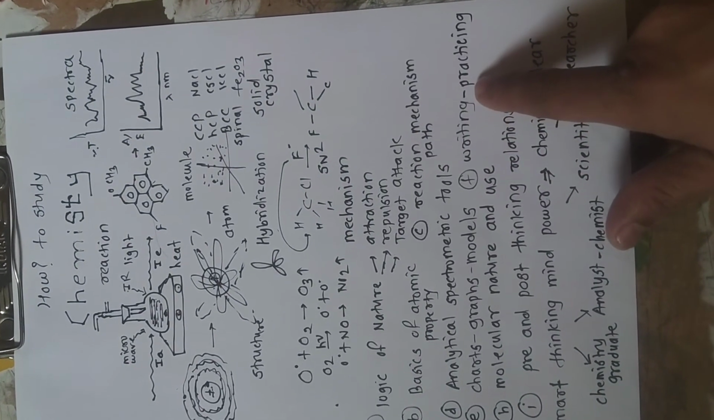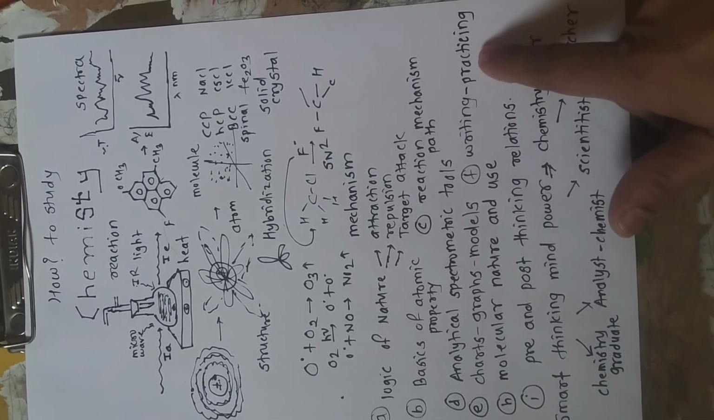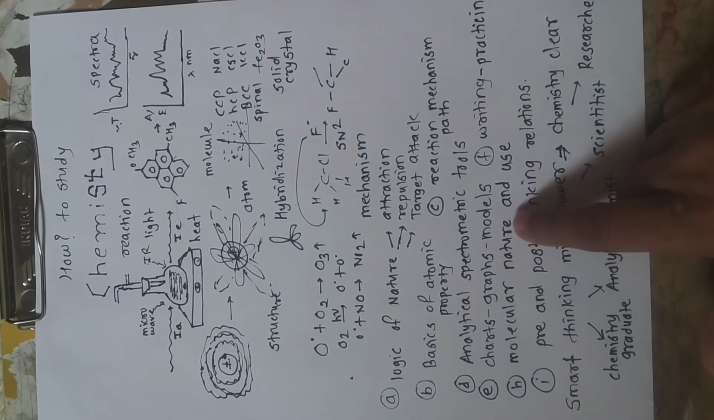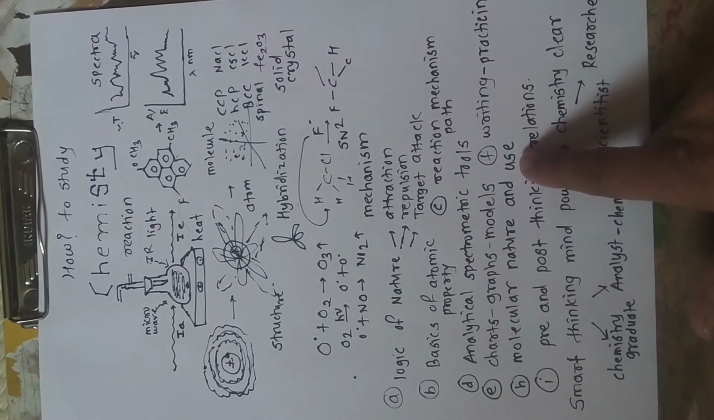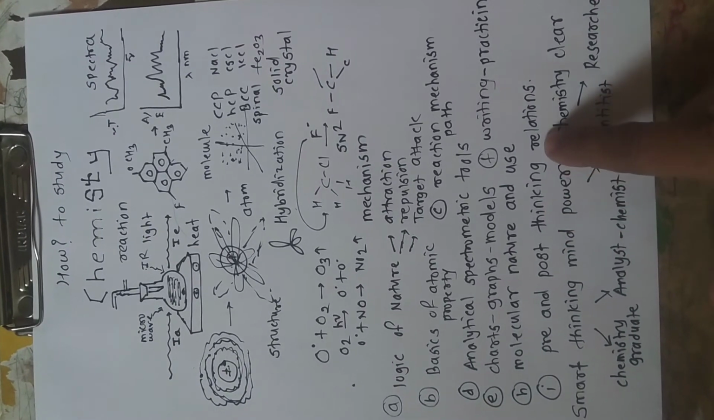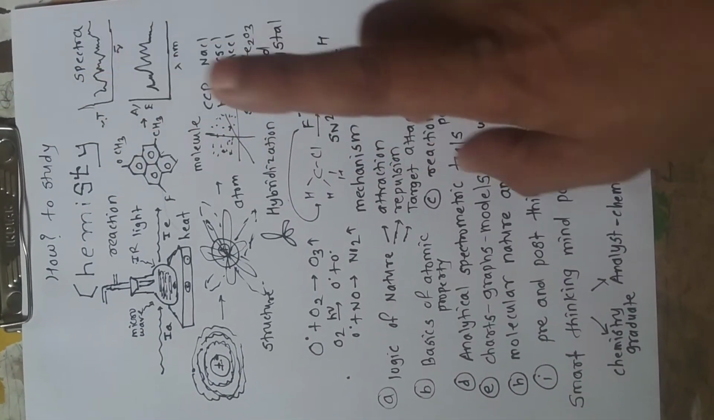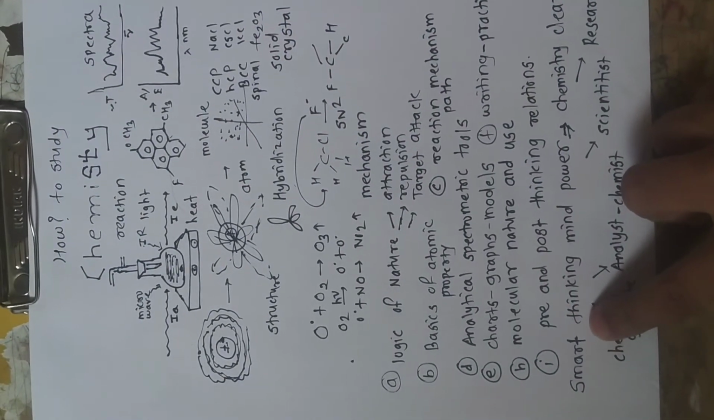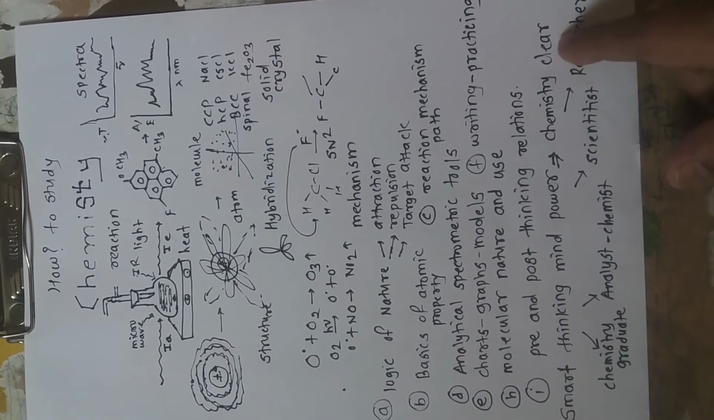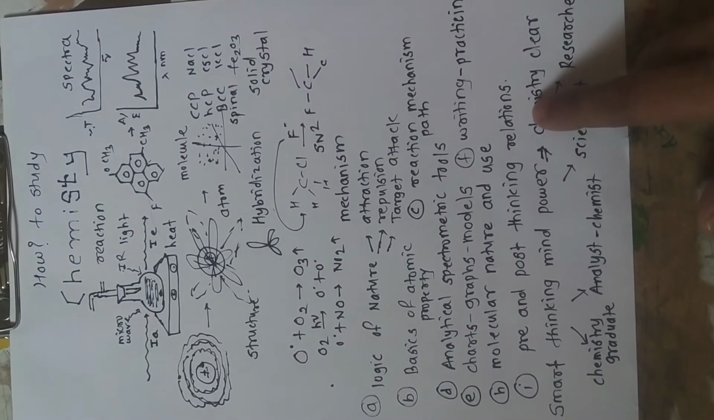Writing practice is required for chemistry, not only understanding and learning by heart. Writing practice is required for the chemistry areas. Molecular nature and use must be known for chemistry applications. You must know the pre and post thinking relations in the mind about basic science chemistry. So chemistry is based on smart thinking and mind power. Then chemistry will become clear to each and every student, so he can get the interest.